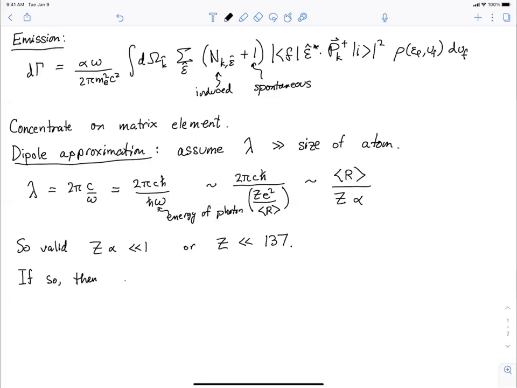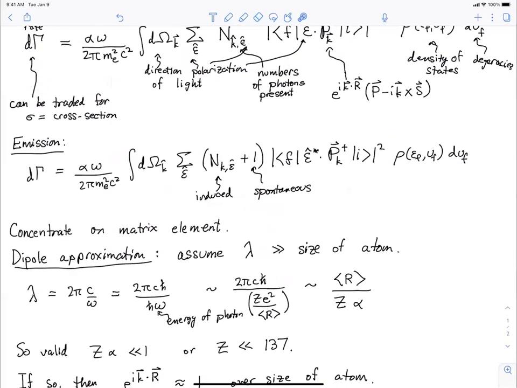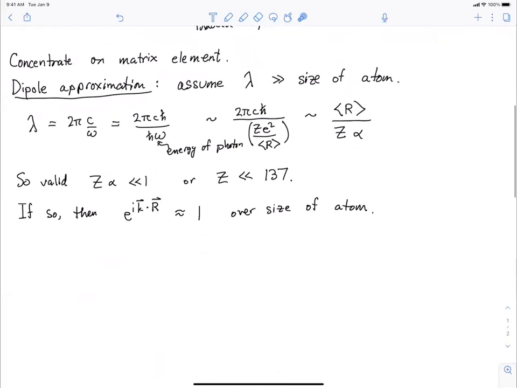So if k is very small, then e to the i k dot r, which is appearing in our operator in the matrix element, is approximately just 1. This is true over the size of the atom. And that's all we care about, because when we compute the matrix element in position space, we're going to be basically integrating over the atom. Okay, so if we go back up to our operator here, that's telling us we can just replace this by 1. And then the other thing we're going to worry about right now is the k cross spin part of it. And we're going to argue that also can be neglected.